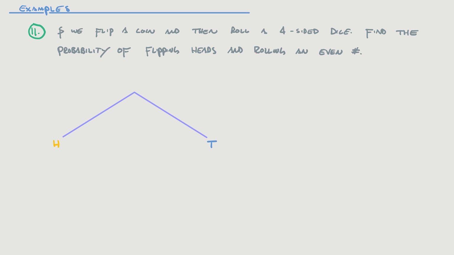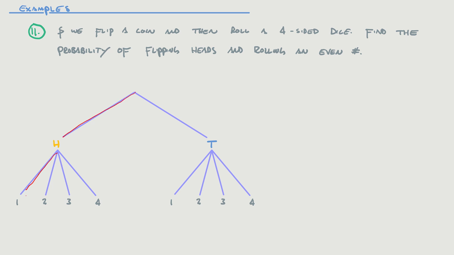But then based off of that, you roll a dice, and there would then be 4 branches emanating away from each of these for all the possible outcomes for the dice roll. It's the branch that gets you to the very end of the tree that tells you what that outcome is. So like the one I just highlighted, that's H1, right? Here's another one. From go to H, go to 3, that's H3, right? And so here they all are: H1, H2, H3, H4, T1, T2, T3, and T4.